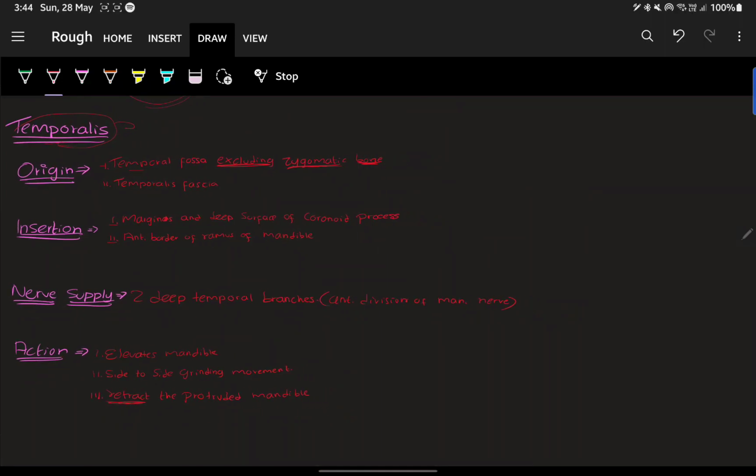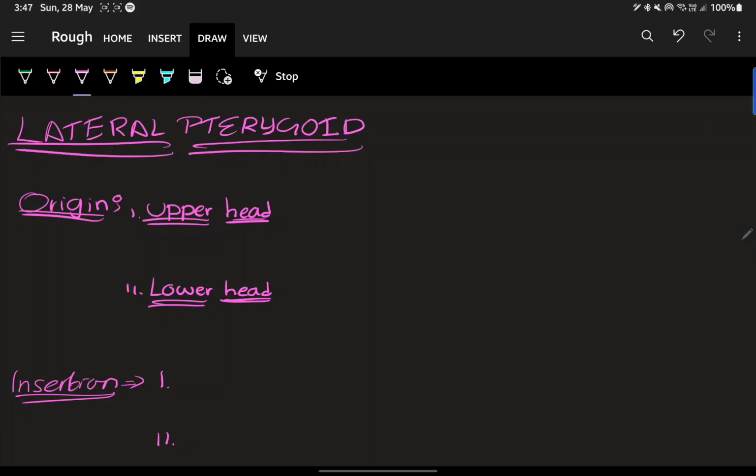If you want to take a screenshot. So now we're coming to the lateral pterygoid. Like I say, this is the only muscle, okay, only, let me write that, which causes depression of mandible. So you can relate this muscle to your X, if that's how you want to remember it.